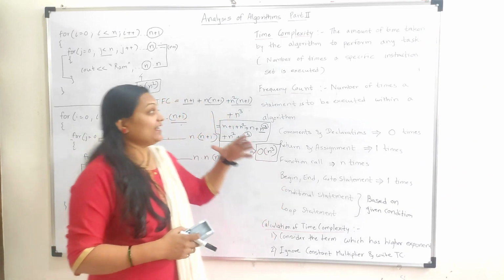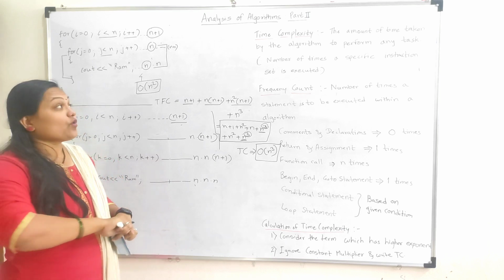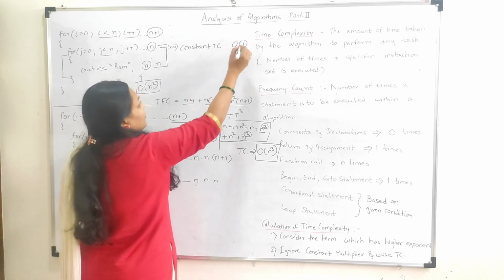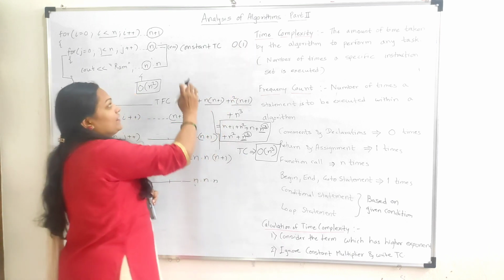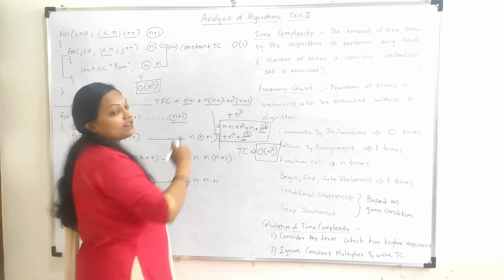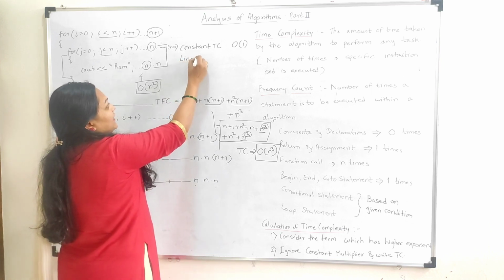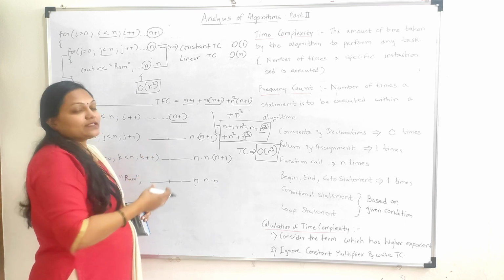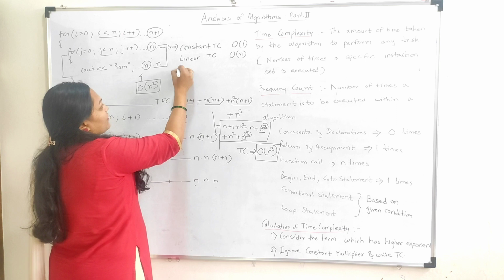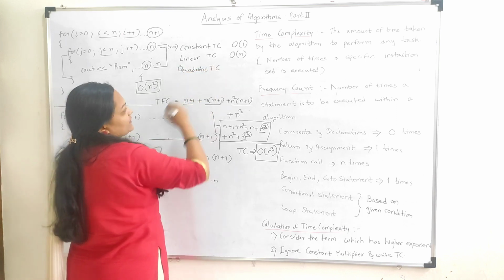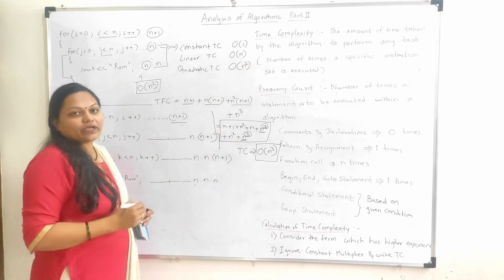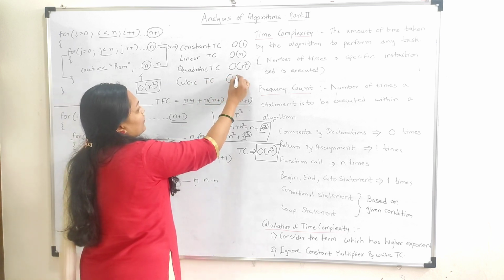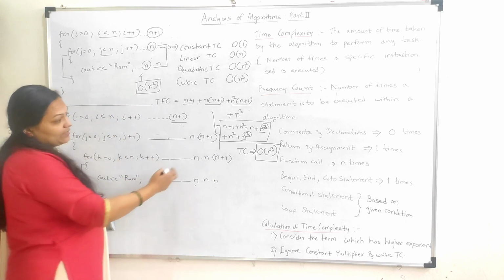There are different types of time complexity. The first one is constant time complexity, that is big O of 1. If you get the frequency count as a constant, we can say it is constant time complexity, and we represent it as big O of 1. The second one is linear time complexity, which we represent as big O of n. We have seen an example for this. The next one is quadratic time complexity, which we represent as big O of n square. We have seen that example here. The next one is cubic time complexity, that is big O of n cube. We have seen that example here too.